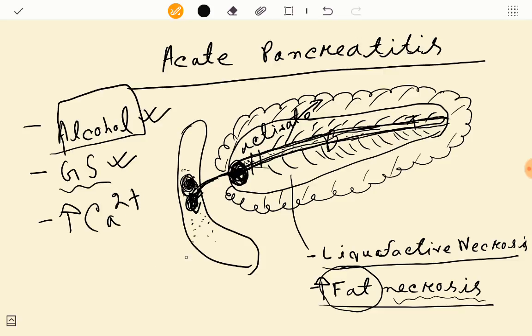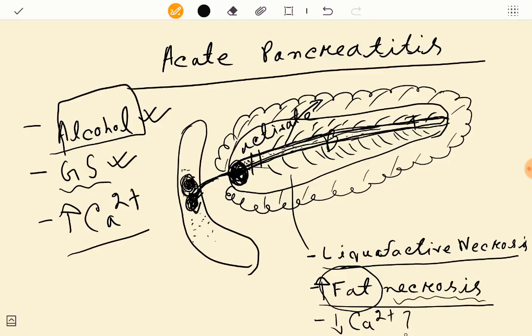Now the risk factor, there is one more risk factor, that is hypercalcemia. Remember, excessive calcium level will badly influence all the internal body parts, and it also badly influences the pancreas. So hypercalcemia may cause acute pancreatitis. But in severe cases there will be decreased calcium level.